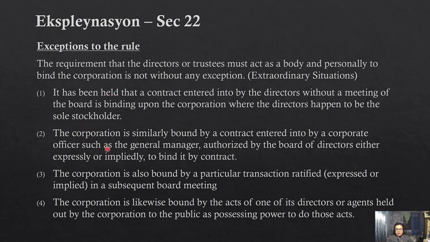Ito naman, contract entered into by the general manager. So, general manager, may idea naman kayo, di ba? Parang siya talaga yung namamahala ng day-to-day operations. Kapag authorized naman yung general manager by the board, whether implied or expressly, it can bind the corporation. But take note, bawal ang ultra vires. Dapat within its authority lang yung kanyang piniperform na acts.